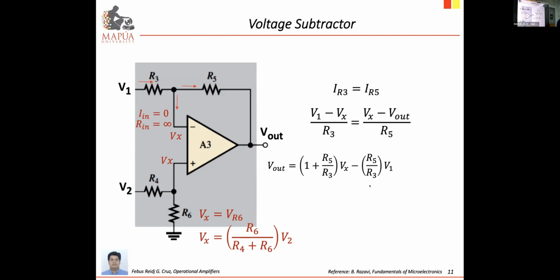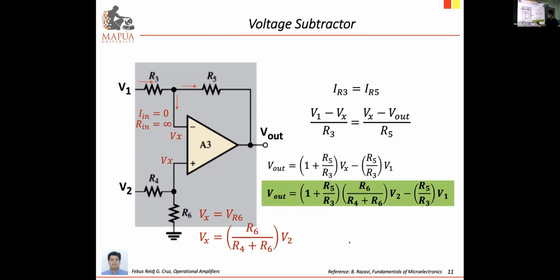So when you do your derivation, when you write the equation, you will readily know if you made a mistake. Okay? Then we substitute Vx using this voltage division. So we get Vout equal to 1 plus R5 over R3, feedback over input resistance, multiplied by the voltage division, R6 over R4 plus R6, times V2, and then minus R5 over R3 times V1. Okay? So this will give us the general equation describing our voltage subtraction.